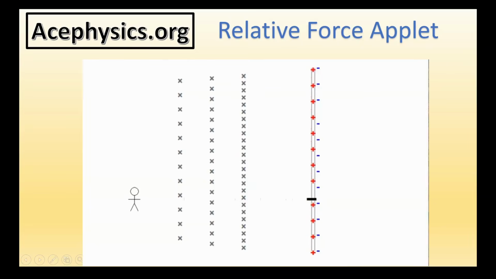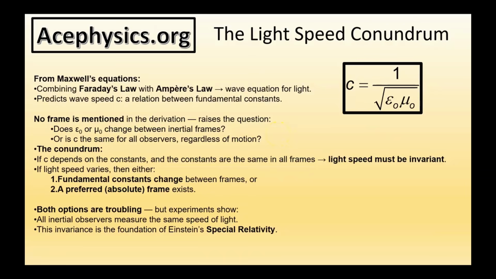This kind of mismatch between what we expect to see and what actually happens is exactly the sort of puzzle that made Einstein suspect something was wrong with the classical picture, and led him to rethink how electricity and magnetism and motion fit together. This slide is titled The Light Speed Conundrum.